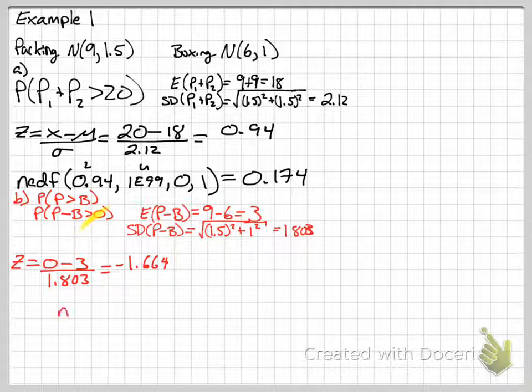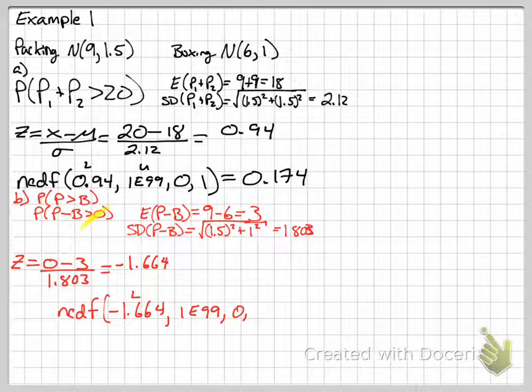Now we can put that into the calculator. We should know how to do that again. So in NCDF, make sure you always write down everything you put into the calculator. My lower is going to be negative 1.664. My upper is infinity. Mean of 0, standard deviation of 1. If I calculate it out, I have a 0.95. So I've got a 95% chance that the theater systems take longer to pack than they do to box.